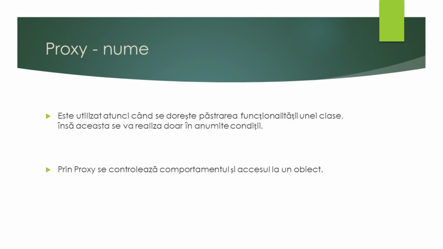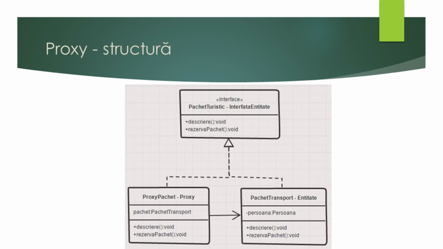Yeah, that makes sense. And this document lays out the key players involved, right? So first, there's this thing called interface entitate. I think it's Romanian. Yeah, sounds like it. But think of it like the menu for a travel package. It's our pachet turistic in the document, and that's the Romanian word for travel package. Gotcha. So it basically just lists out all the possible actions. And then you have entitate, which is the actual chef in this analogy, the one doing the work. So in this case, it's pachet transport, which is the specific transportation you're booking.